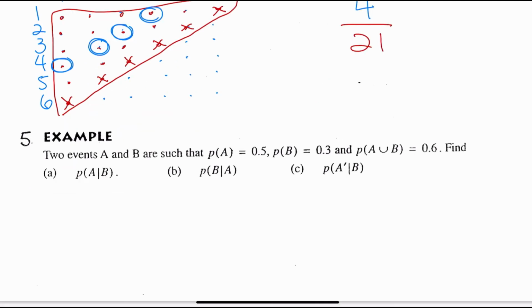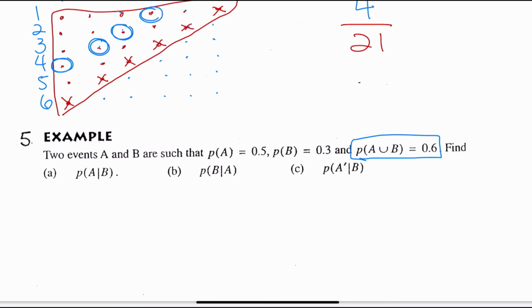And finally, in question number 5, notice all we have are numbers. So again, the strategy here is going to be to create a Venn diagram. The only difference is right now, I am not given the intersection. You always want to know what the intersection is because it's going to help you create a correct Venn diagram. Instead, they have told me that the union is going to be 0.6. So there's 2 ways that I can do this problem.